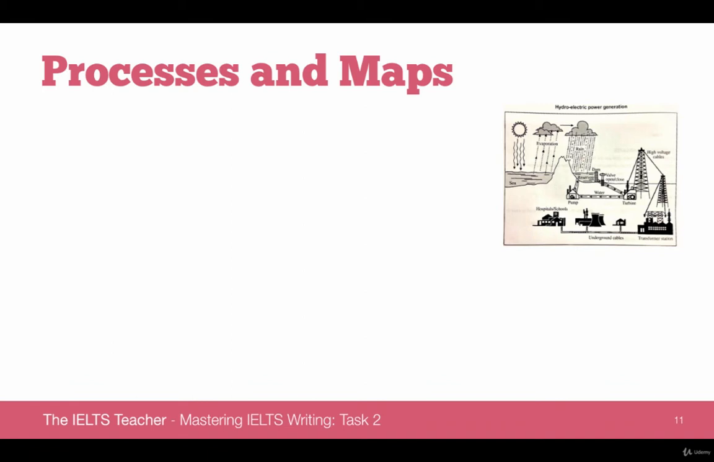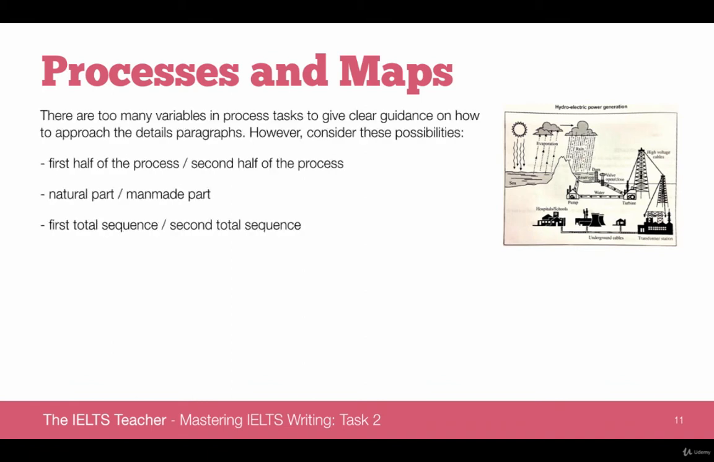Let's have a look at this process here. Because there are so many different variables when it comes to process tasks, it's difficult to give clear guidance on how to approach these paragraphs. However, you can consider these possibilities. Describing the first half of the process in the first detail paragraph, the second half of the process in the second detail paragraph. You might pick out the natural part of the process and then the man-made part of the process. You might pick out the first total sequence and then the second total sequence.